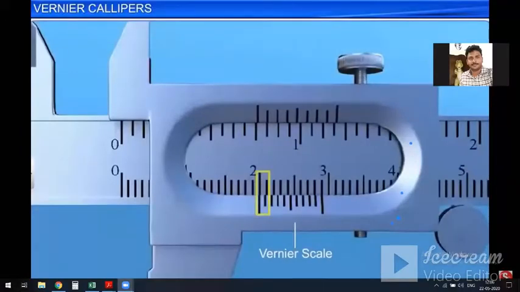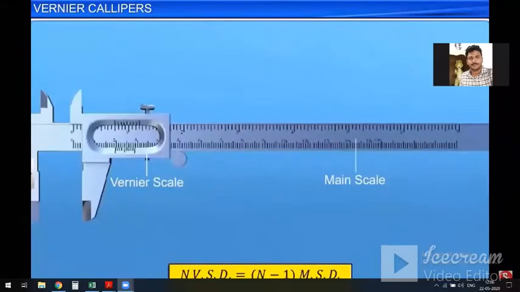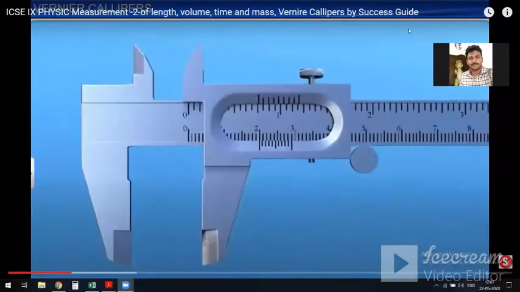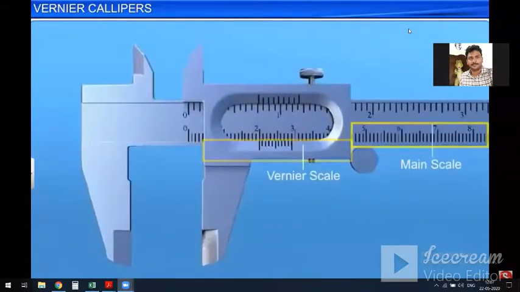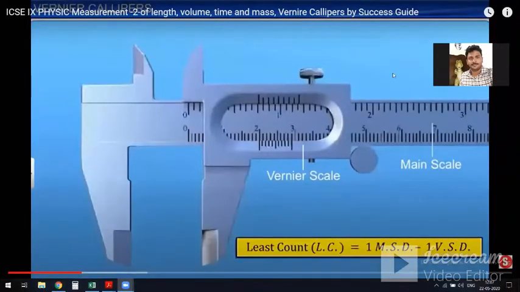It is designed based on a principle such that n divisions on the vernier scale coincide with n-1 divisions on the main scale. Thus, the least count of the vernier calipers is equal to the difference between the values of one division on the main scale and one division on the vernier scale. That is, least count is equal to 1 MSD minus 1 VSD. The least count of vernier calipers is known as the Vernier constant.